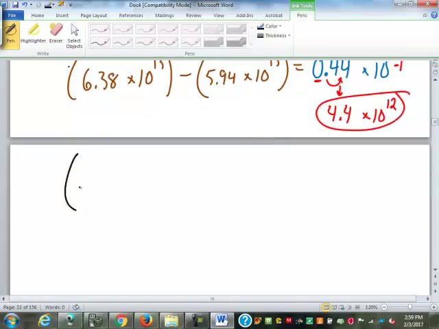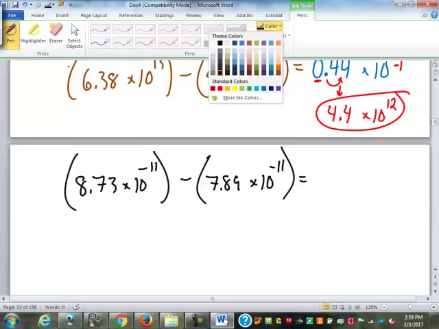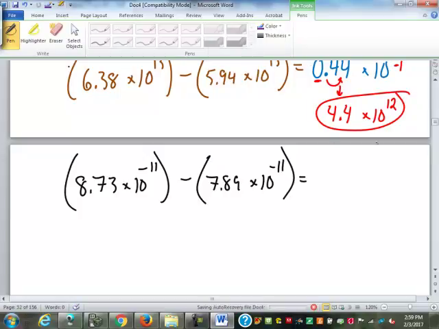So what if we have 8.73 times 10 to the negative 11th minus 7.89 times 10 to the negative 11th. We have our same power of 10 here. So we'll go ahead and subtract. 8.73 minus 7.89 is 0.84. 0.84 times 10 to the negative 11.